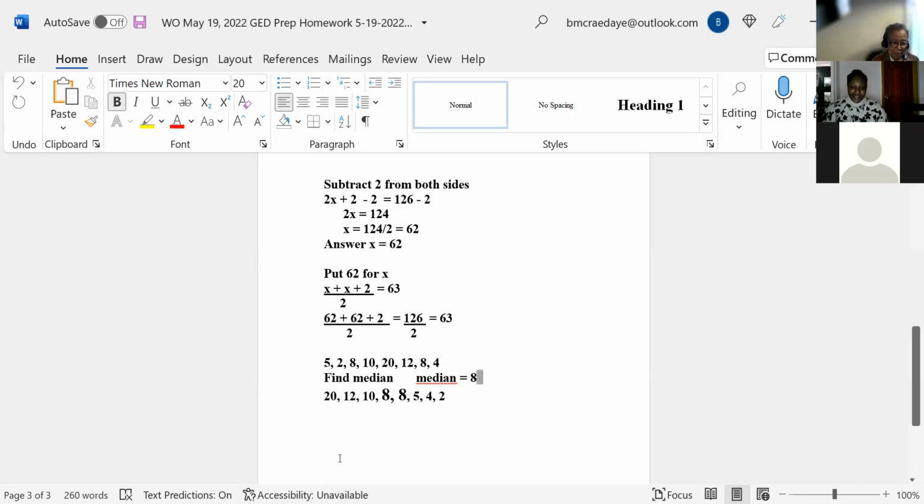Okay. Let's try another one. I want you to find the median. Okay, take this series of numbers.